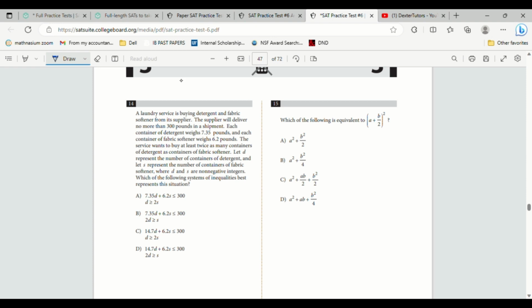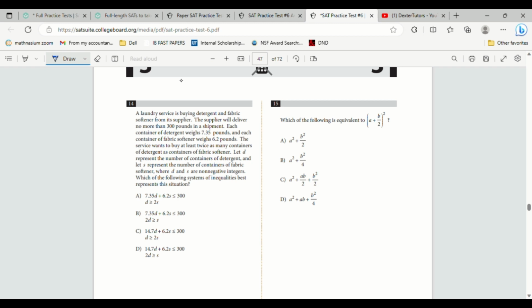Number 14, a laundry service is buying detergent and fabric softener from its supplier. The supplier will deliver no more than 300 pounds in a shipment. Each container of detergent weighs 7.35 pounds, and each container of fabric softener weighs 6.2 pounds. The service wants to buy at least twice as many containers of detergent as containers of fabric softener. Let D represent the number of containers of detergent, and let S represent the number of containers of fabric softener, where D and S are non-negative integers.